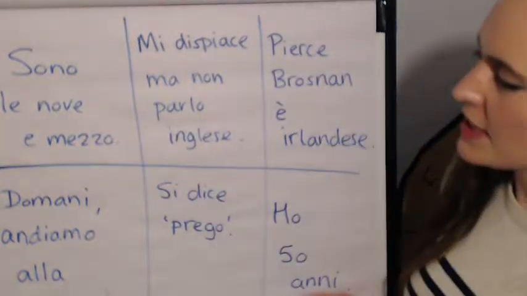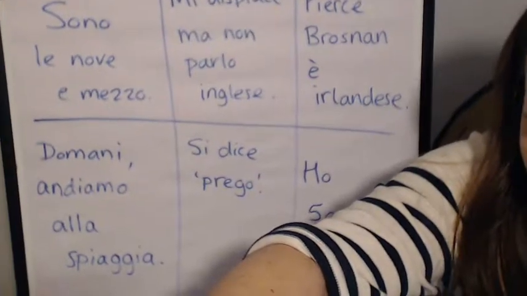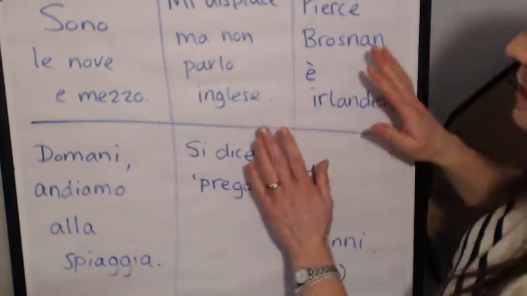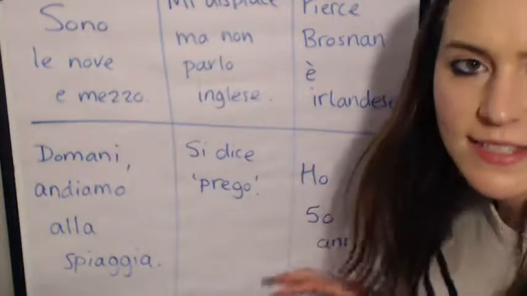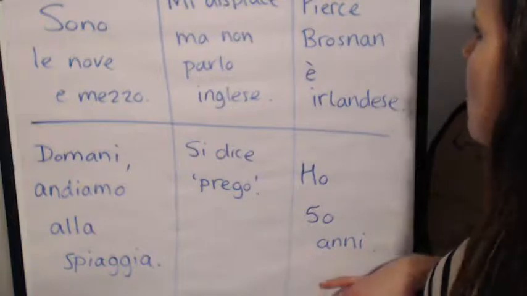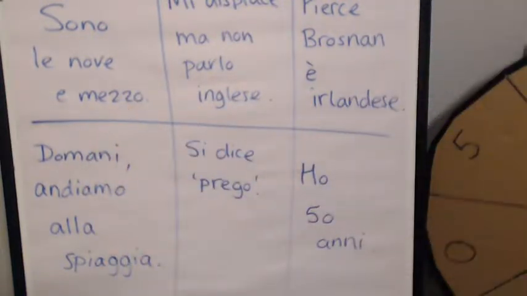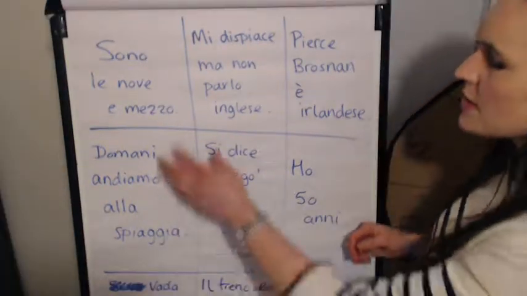So this is the second game. We had a kind of noughts and crosses board, if you like, and each of these squares has a response on it. So here we've got sono le 9:30. Let me zoom out a bit. Sono le 9:30. So that's the answer.